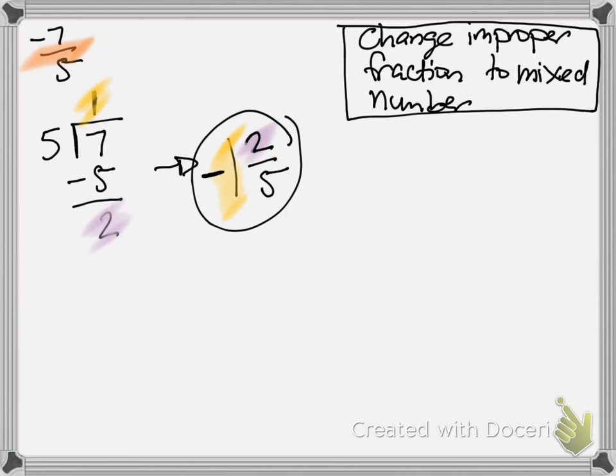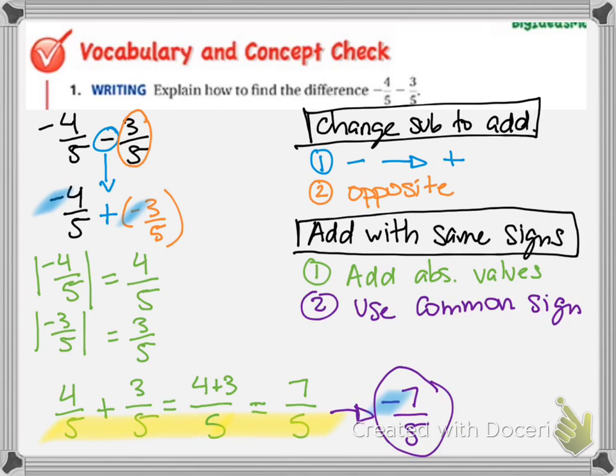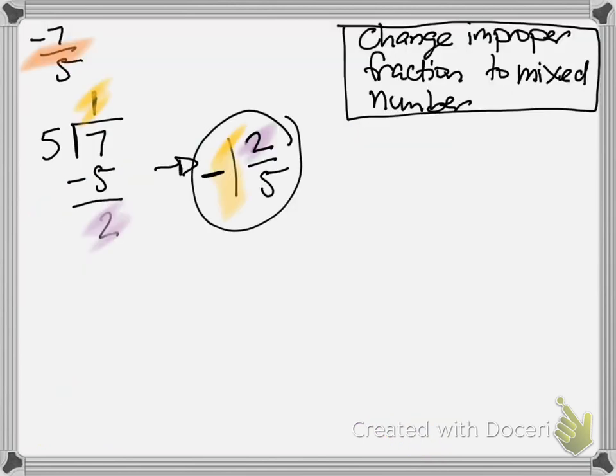Let's go back to our steps. So if we are explaining how to find the difference, the first thing we did is we changed subtraction to addition. We followed the steps for adding numbers with the same signs. And then we changed our improper fraction to a mixed number.